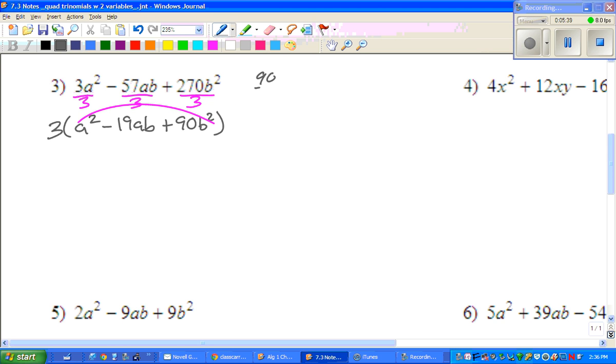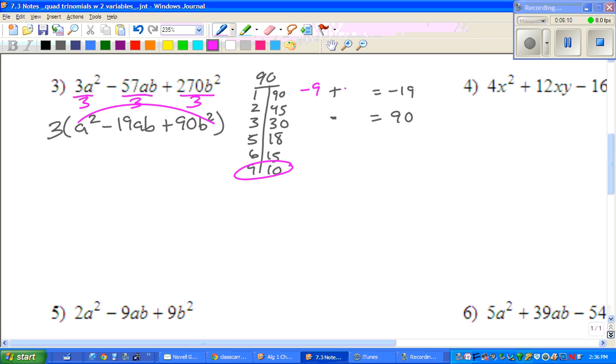Okay, we need the factors of 90, which are 1 and 90, 2 and 45, 3 and 30, 5 and 18, 6 and 15, 9 and 10. So out of those ones, which ones add up to get to negative 19 and multiply to get to positive 90? Okay, you should get 9 and 10, and it's negative 9 and negative 10.